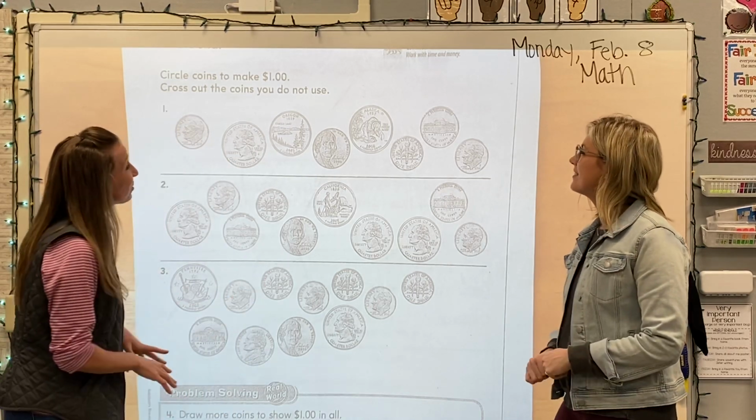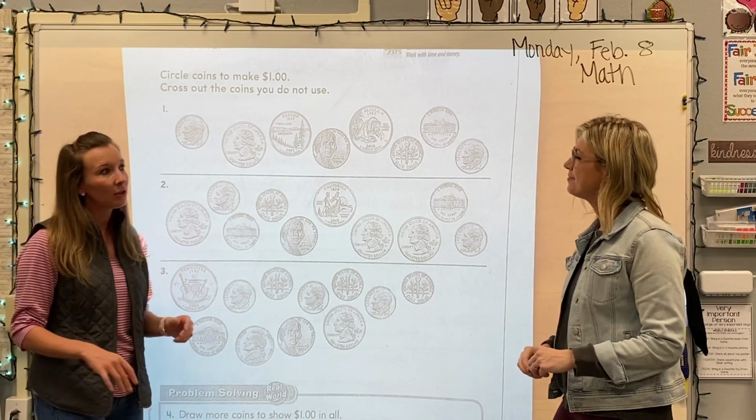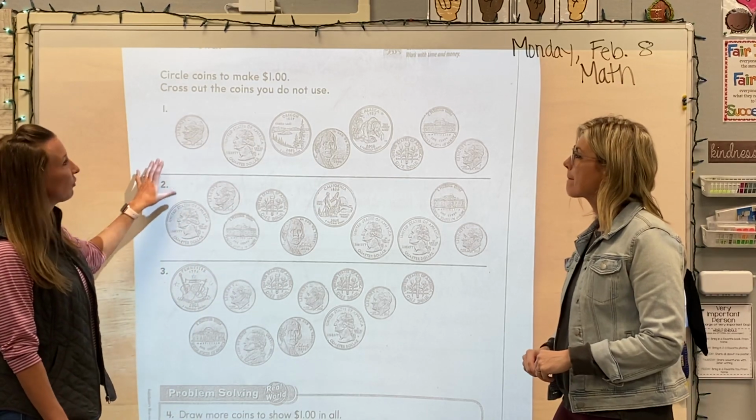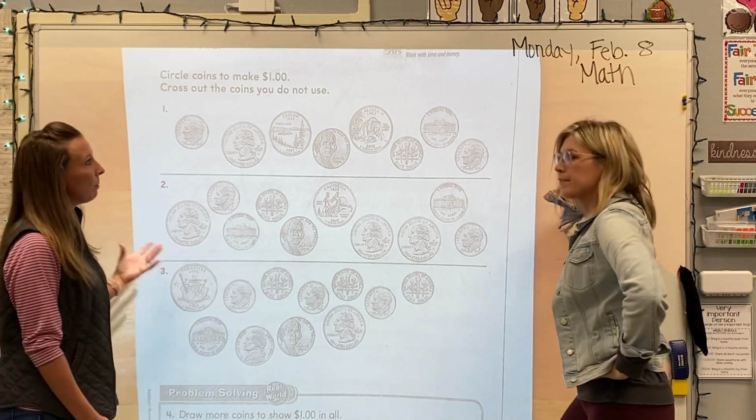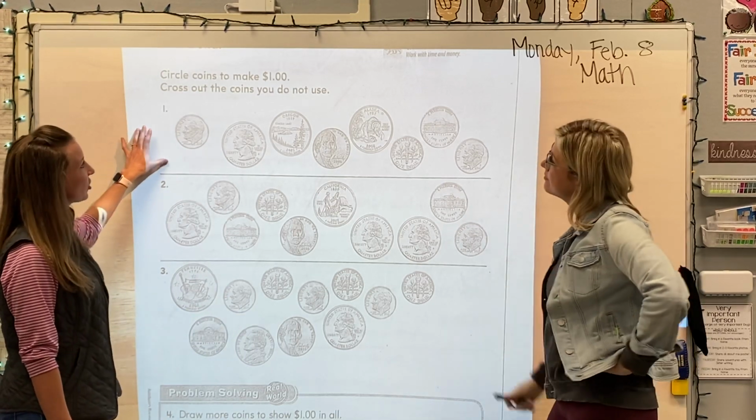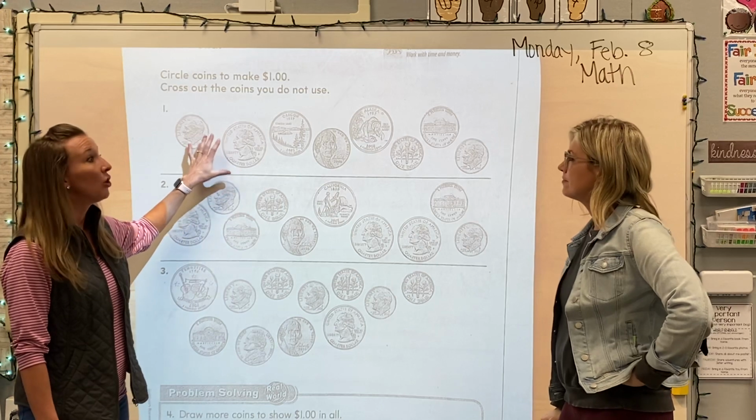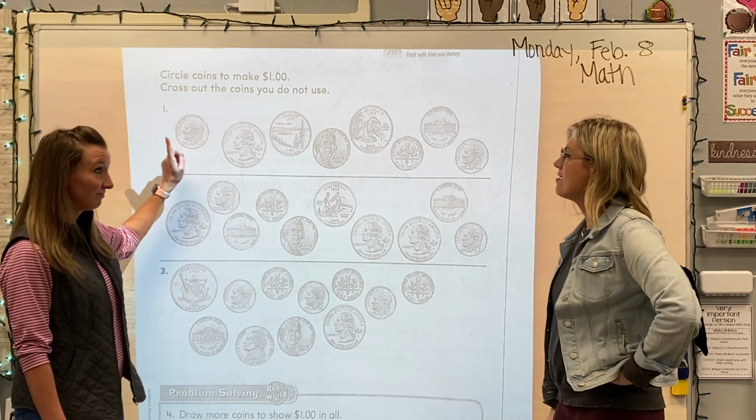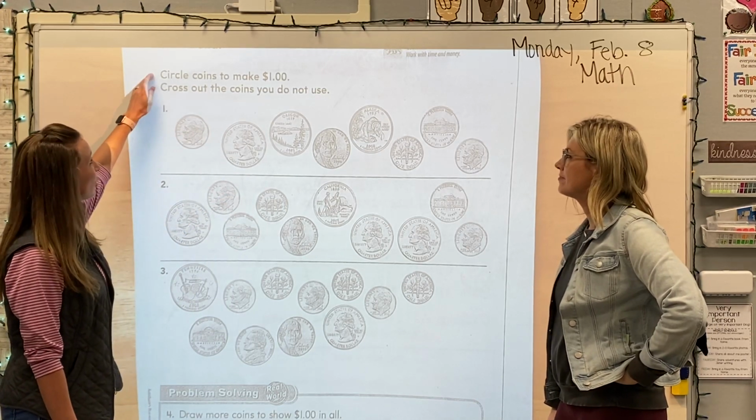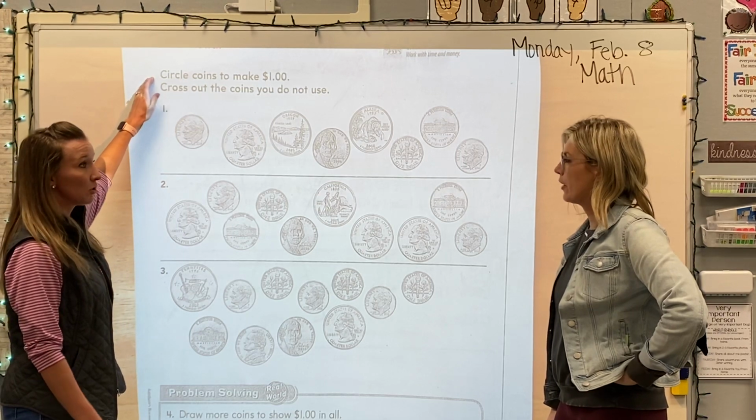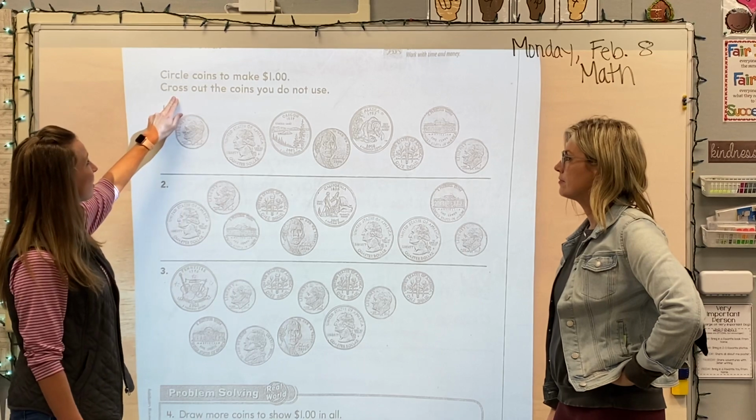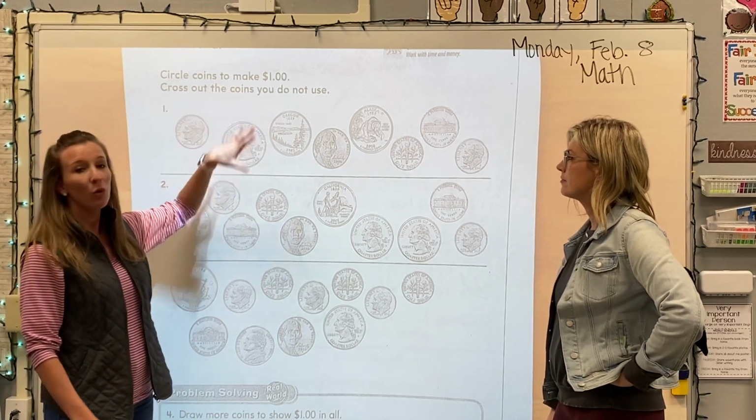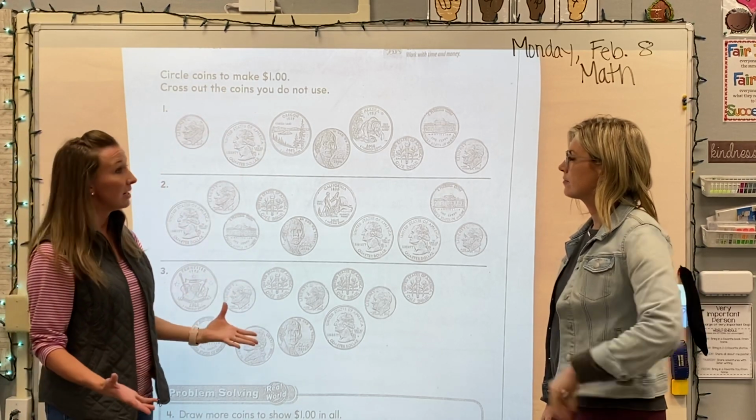All right, so today, instead of using that easy dollar bill, we need to find a collection of coins in each of our problems that equal $1. But the tricky part is that there's actually extra coins up here that we don't need. So our directions say circle the coins to make a dollar. So we'll put all of them into one kind of bubble or circle. And then we need to go back and we're going to cross out the coins that we do not need.